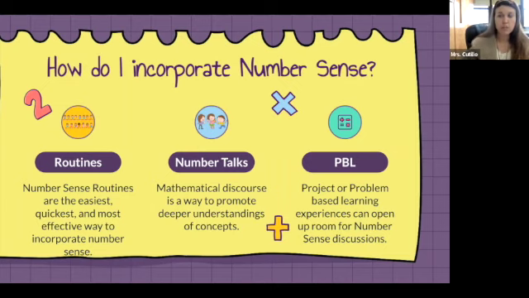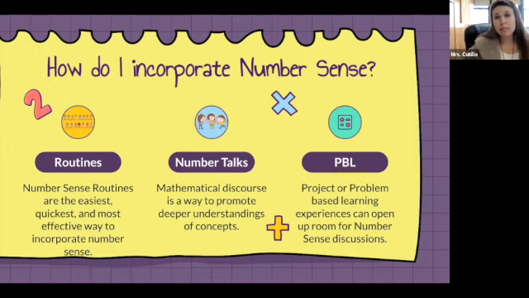And then finally, project or problem-based learning experiences. And these can be designed, or these can be used. There's a great website called Open Middle that has a lot of great brain teasers and puzzles and projects and problems that you can have students work together in groups or in partnerships to try and figure out. It's a great way to get them talking, to get them thinking. And again, if you're using groups, you can mix their ability levels, because the types of problems that you're giving them are something that anyone can access. So those are 3 ways that you can incorporate number sense.